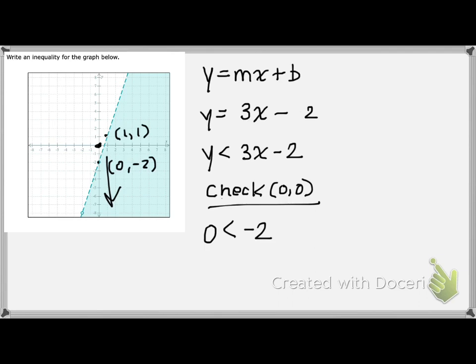Is that true or false? And of course, 0 is not. That's false. So 0, 0 is not part of the solution, and the way that it's graphed, it's not. So we do have the correct inequality, provided everything else is correct. So that is our solution there. That's the inequality that satisfies that picture.